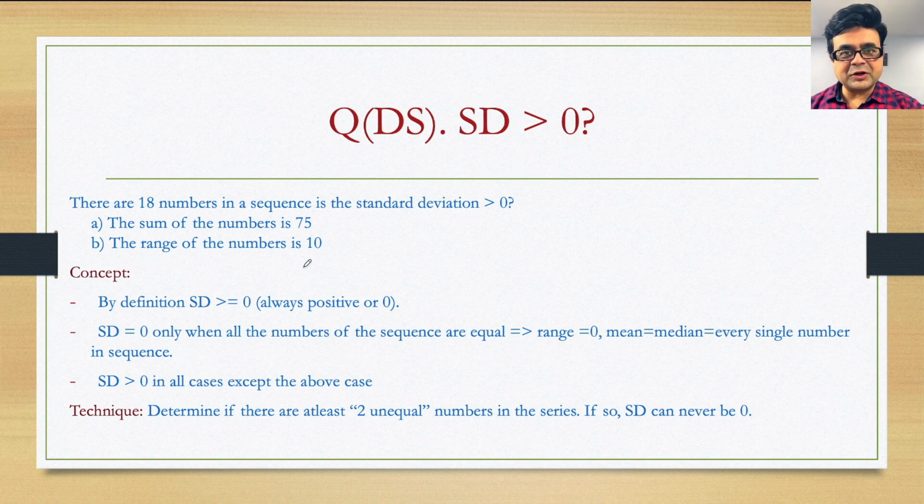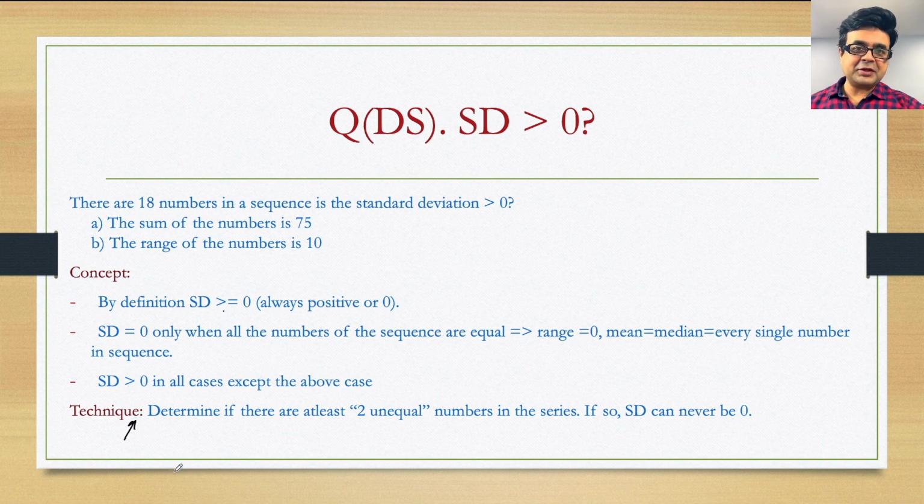So here is a quick review. The concept is that by definition, standard deviation is greater than or equal to 0. It is equal to 0 only when all the numbers are equal. If any two numbers are different, then it is greater than 0. And for problems like that, we are going to use that as our technique to solve the problems.